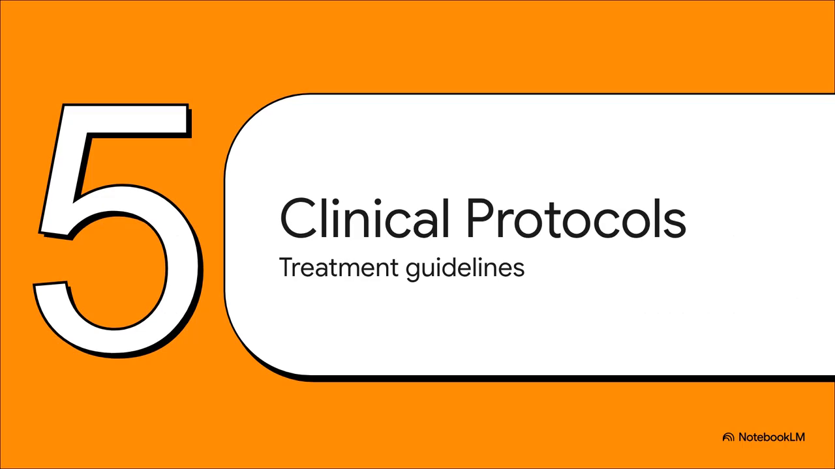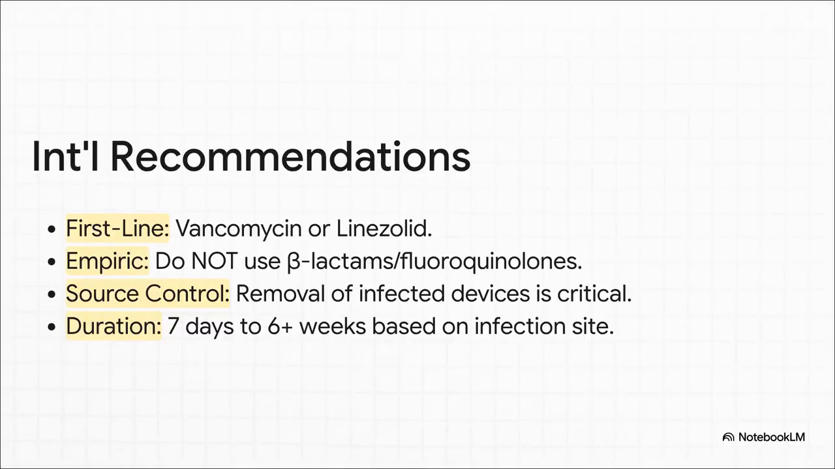All right, on to section 5. Let's connect the dots from the lab to the clinic and look at how these resistance patterns shape the actual treatment protocols. Internationally, the advice is pretty clear-cut for any serious infection. The first-line agents are vancomycin or linezolid, period. Don't even bother with beta-lactams or fluoroquinolones as your first guess.